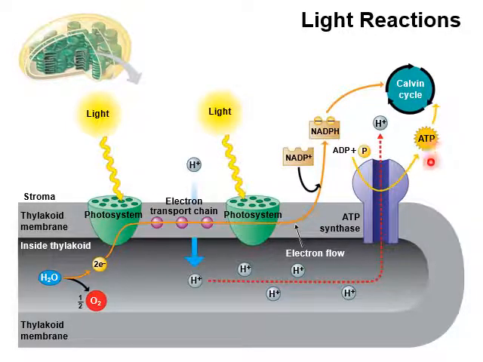So just like we talked about in the last chapter, this ATP synthase is going to synthesize ATP. And so that ATP, along with the NADPH, is going to go to the Calvin cycle. And that is where the sugar is then going to be actually produced.